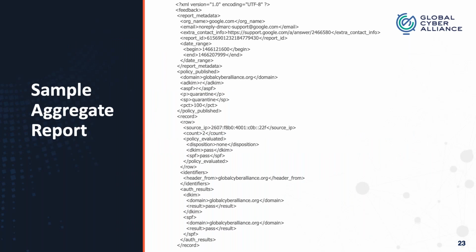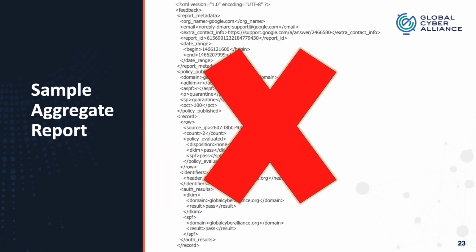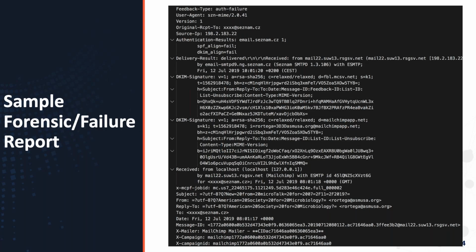So this is what a sample of an aggregate report looks like. It is an XML document. Opening up the attachment and reading it is not the best way to do this. There are tools that you can use, and again, I'm going to talk about that in week 4.